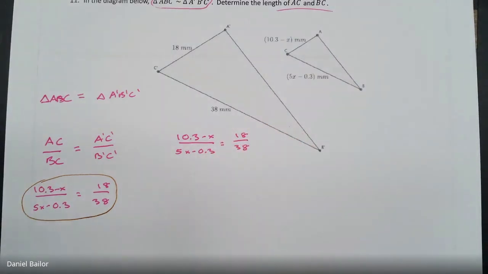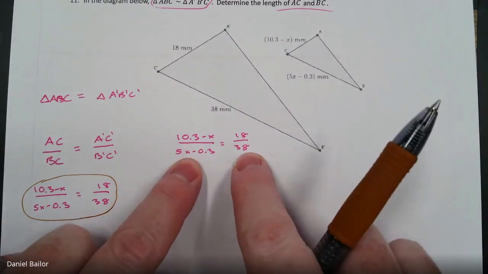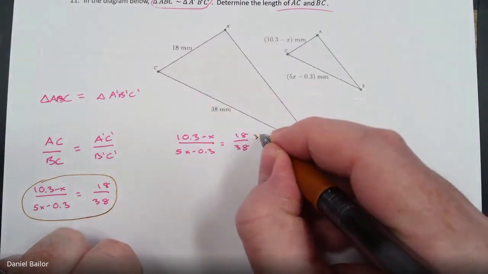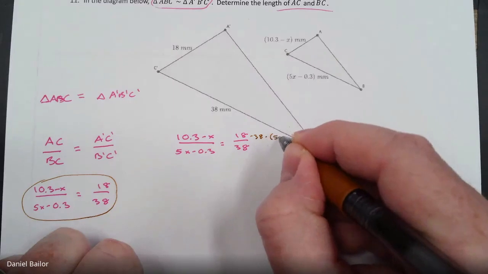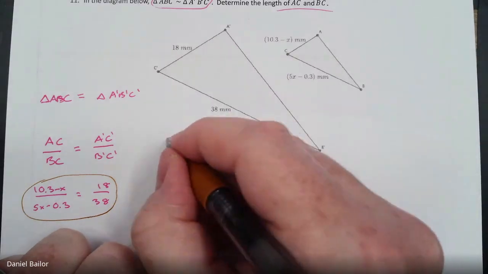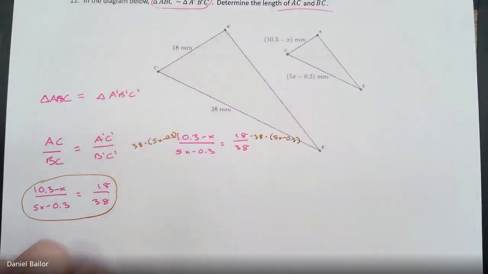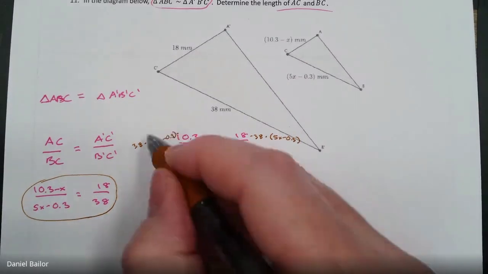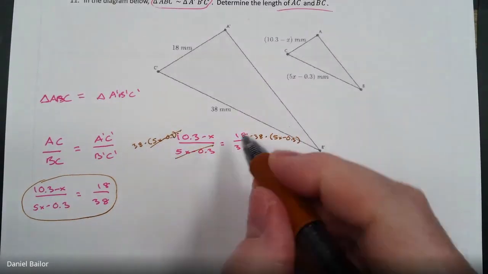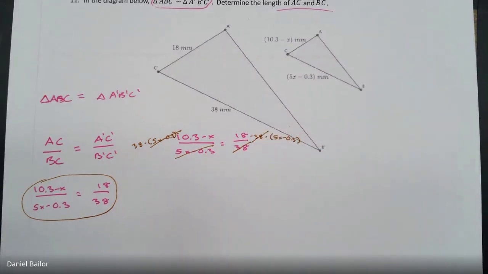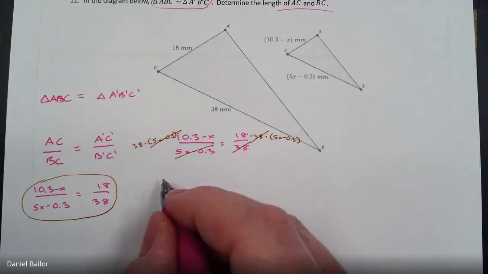Now you should remember from the lesson not too long ago that to solve this proportion, we're using the multiplication property of equality, and we're going to multiply both sides by the denominators. So we're going to do times 38 times 5x minus 0.3. Because we do this, the 5x minus 0.3 cancels on this side, and the 38 cancels on that side. So this simplifies the proportion to make it easier to do.